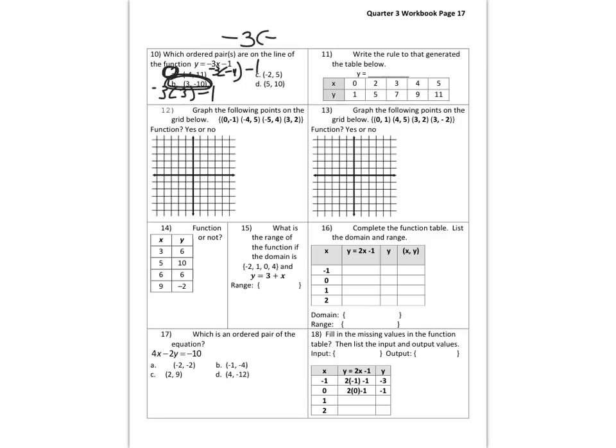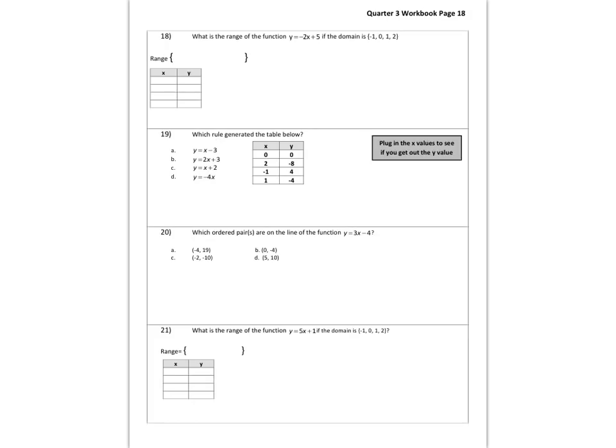-3 times -2. Minus 1. So that's -6. Or excuse me, +6 minus 1 is 5. Yep, that one works. And last one, -3 times 5 minus 1. That's -15 minus 1. Does that give me 10? No, so that one does not work. So you got to watch. It said which ordered pairs, so it might be more than one. So you're substituting in. The rest is pretty straightforward.